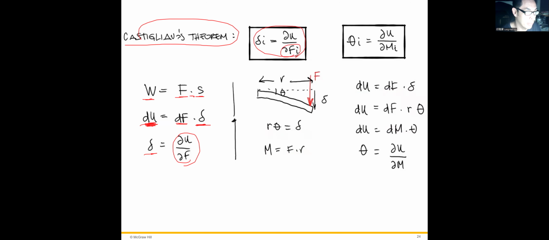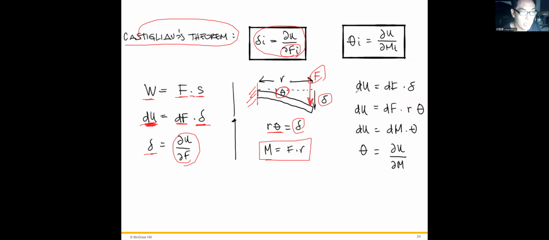Okay, so suppose we have the cantilever beam again, right? There's a point load applied to the free end. Remember, previously we mentioned the deflection is small, or the displacement is small. So theta is small, right? Therefore, we can define the deflection equals r theta. R is the length of this beam, theta is the slope or this angle. And the moment equals F times r.